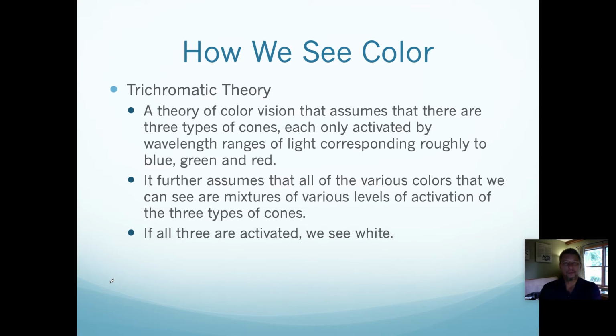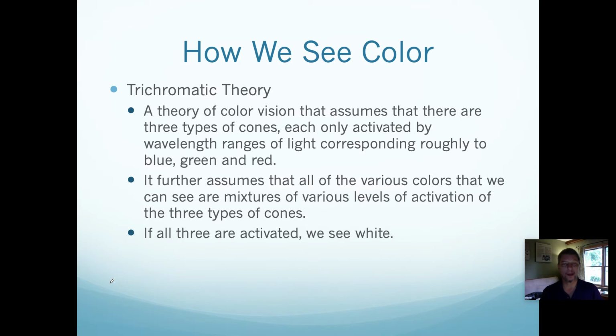Now, in terms of sight, there are three major theories about how this actually works. And the first of these three is what we call the trichromatic theory. This is a theory of color vision that assumes that there are three types of cones, each only activated by wavelength ranges of light that correspond roughly to blue light, green light, and red light.